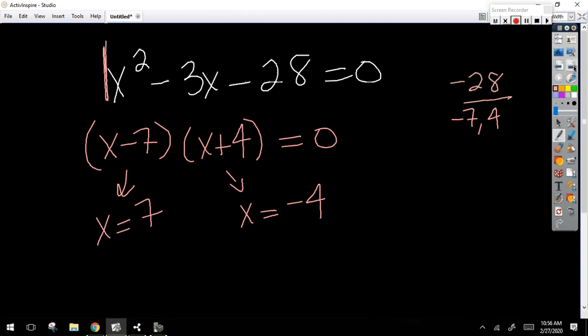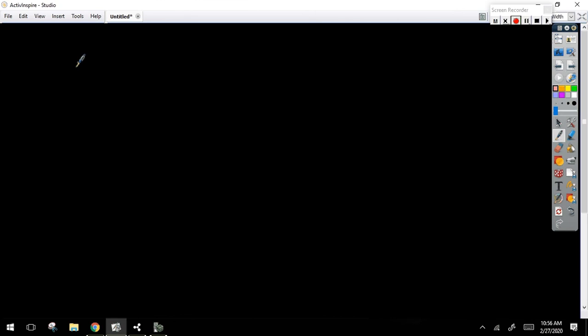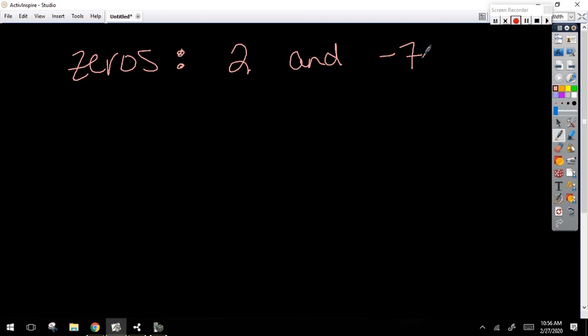So how about this? Write me the equation of a quadratic that crosses the x-axis at 2 and -7. So it'd be x minus 2, x plus 7. That's exactly right. You just flip the sign. Does that make sense?